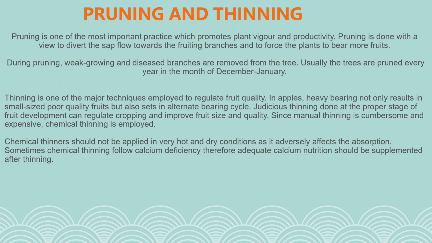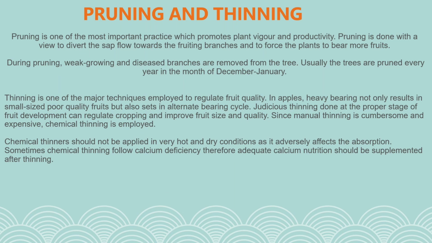Talking about pruning and thinning, we all know pruning is one of the most important practices which promotes plant vigor and productivity. Pruning is done with a view to divert the sap flow towards fruiting branches and to force plants to bear more fruits. During pruning, weak growing and diseased branches are removed from the tree. Usually trees are pruned every year in the month of December to January.